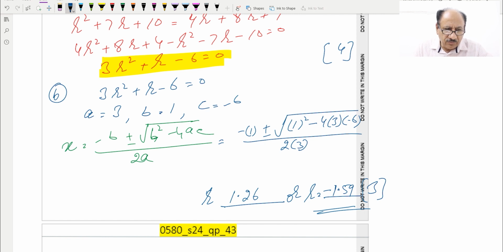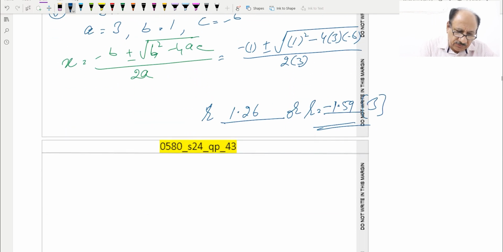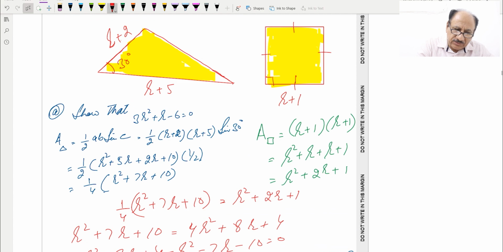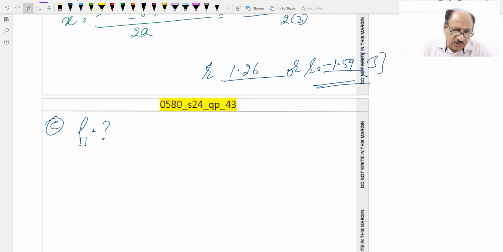Now for the next part, which is the C part, we can solve it over here. C part says: find the perimeter of the sphere. So the perimeter we need to find of the sphere. So one side we know is R plus 1, this one. So we can write this as 4 times R plus 1.